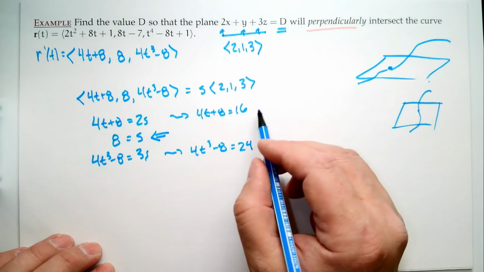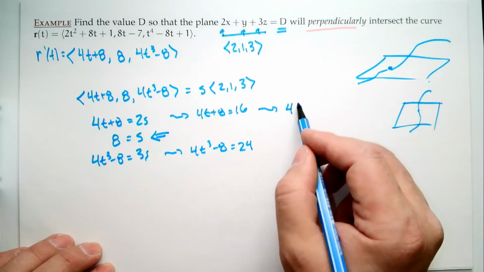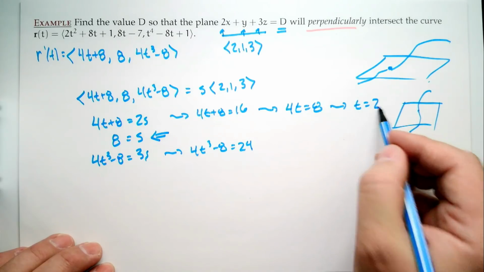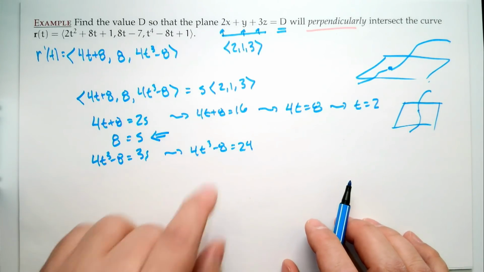4t plus 8 equals 16. That says 4t has got to equal 8, which says that t has got to equal 2. And we'll double check.